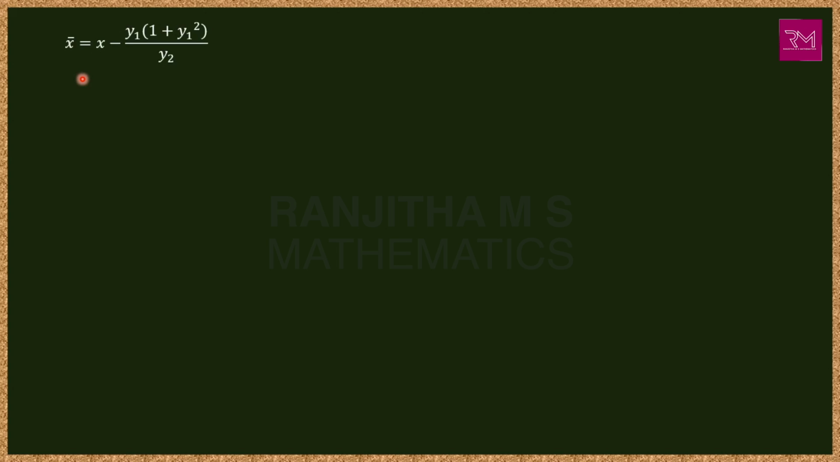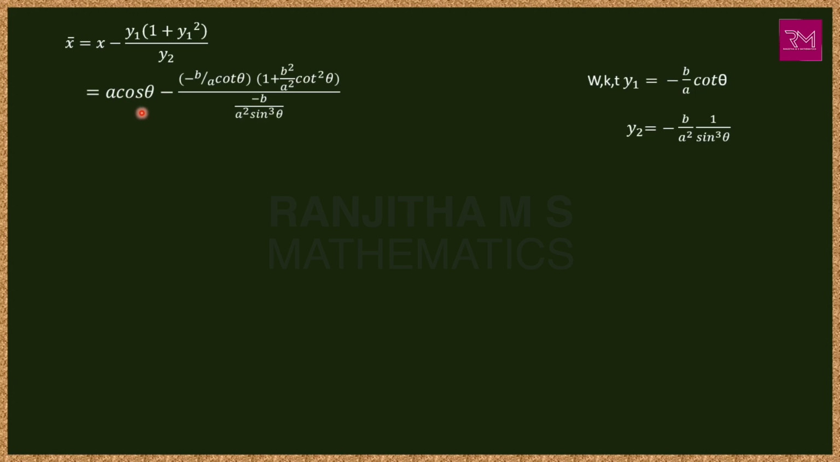center of curvature, that is x bar, which is equal to x minus y1 into 1 plus y1 square by y2. Here we know that y1 is nothing but minus b by a into cot θ, y2 is minus b by a square into 1 by sin³ θ. Substitute here and simplify, we get x is a cos θ minus y1 is minus b by a into cot θ into 1 plus y1 square is 1 plus, here minus b by a cot θ whole square, that becomes positive sign of b² by a² cot² θ, divided by y2 is nothing but minus b by a square into sin³ θ.